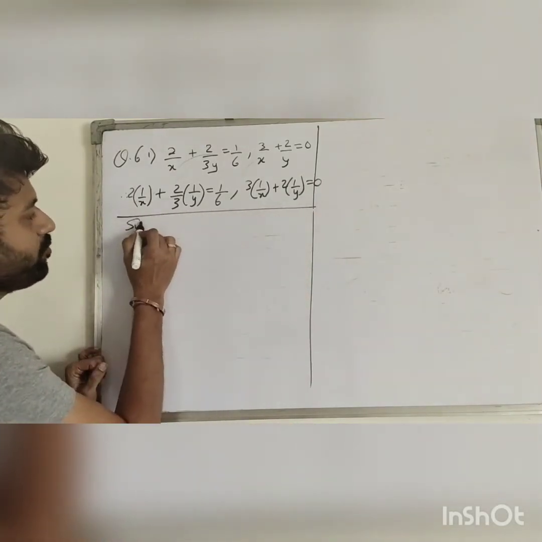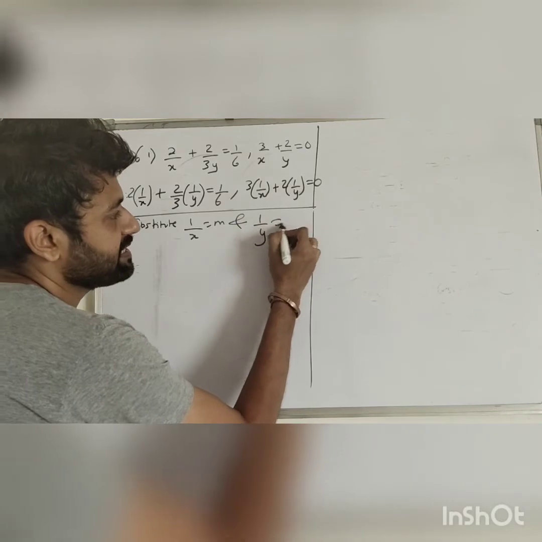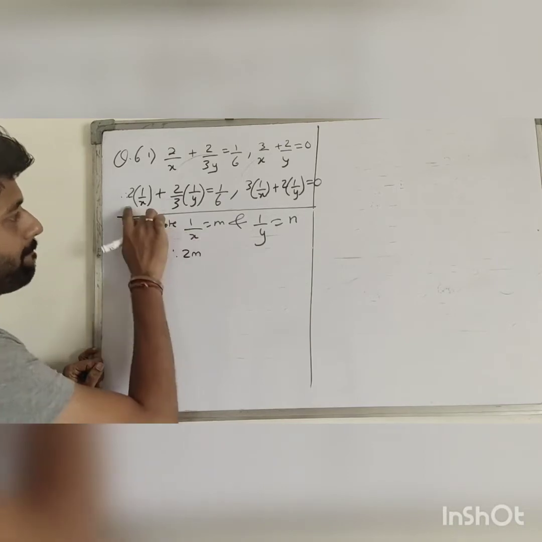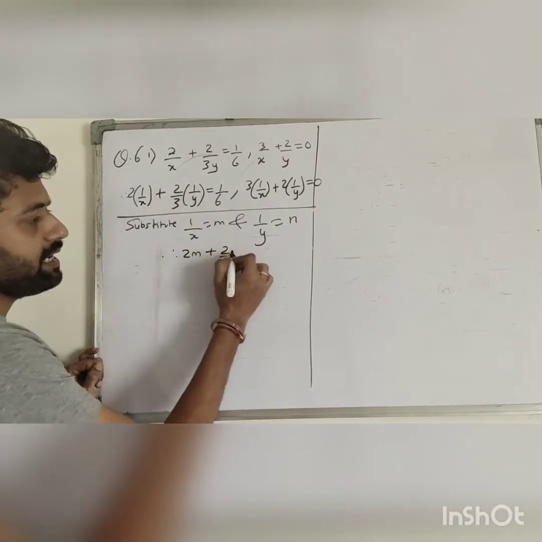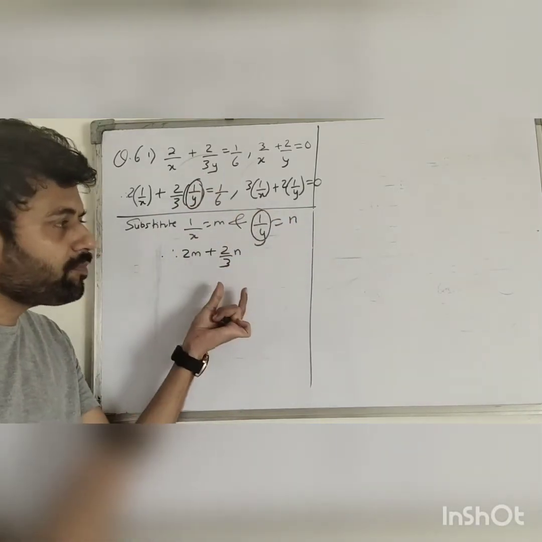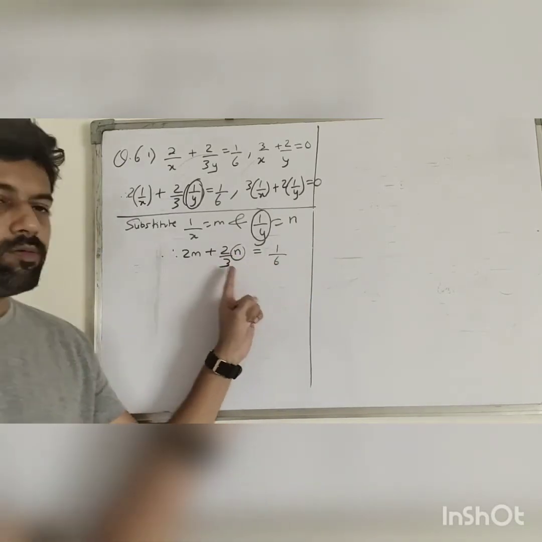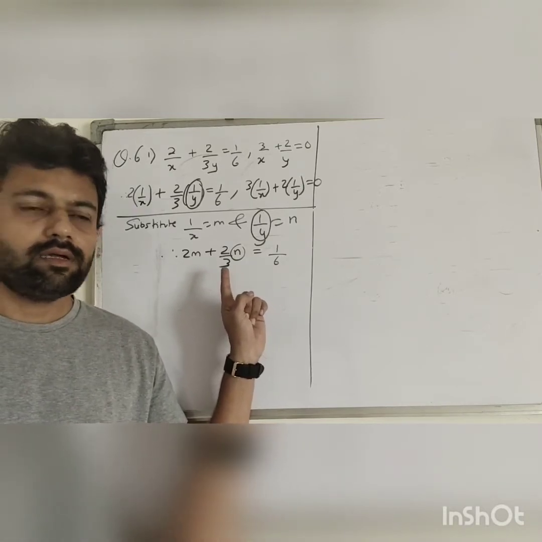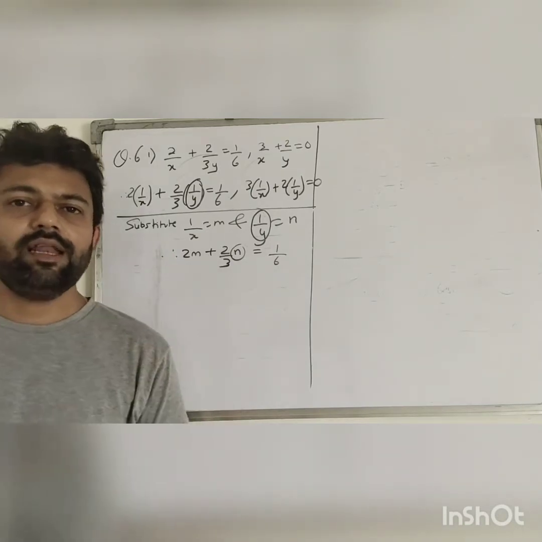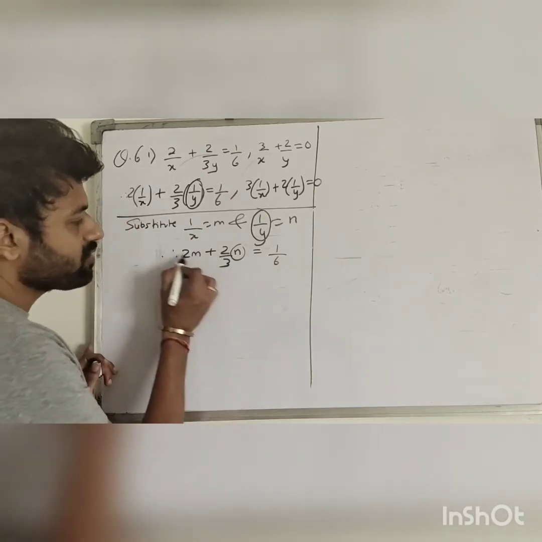After that, we substitute 1 upon x is equal to m and 1 upon y is equal to n. We get 2m plus 2 upon 3 into n, in place of 1 upon y we are putting n, is equal to 1 upon 6. Now, I would like to bring this in the form of ax plus by is equal to c, where I want a, b, c all three to be integers. I don't want fractions. So I will do cross multiplication here.